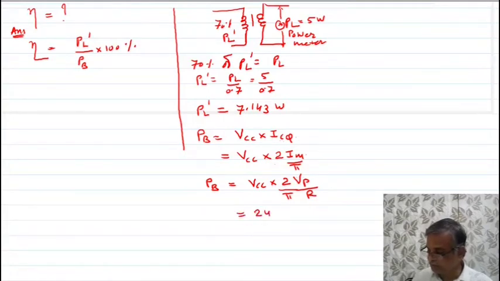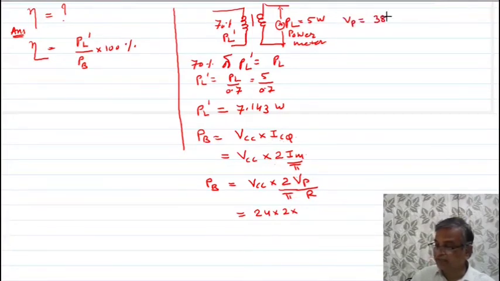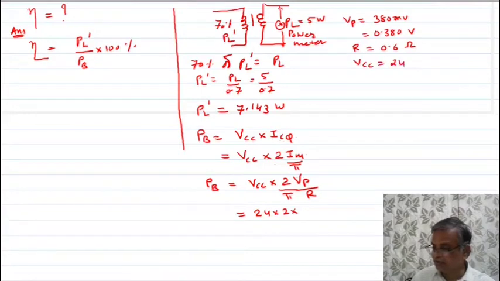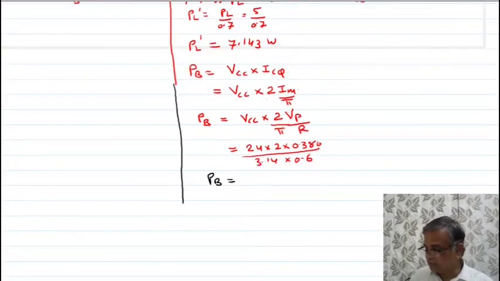This is 24, this is 2, and VP they have given is 380 millivolt, so I can write 0.380 volt. R they have given is 0.6 and VCC is 24 volt. So this is 0.380 upon 3.14 multiplied by 0.6. If you calculate this value, you will get 9.682 watt.